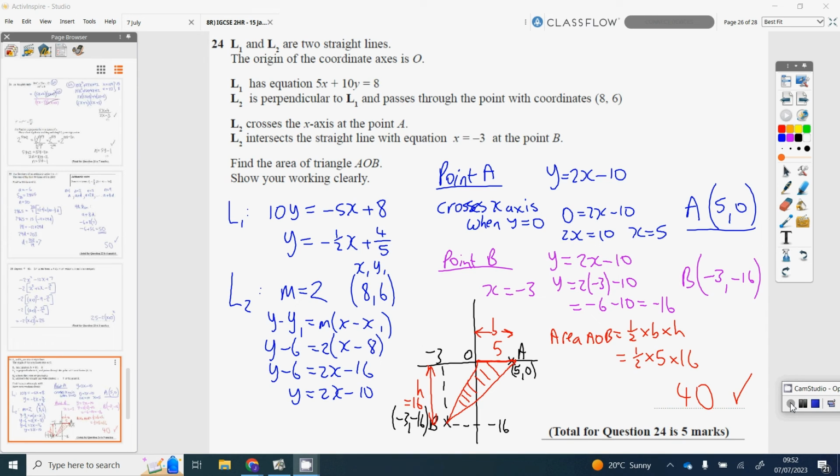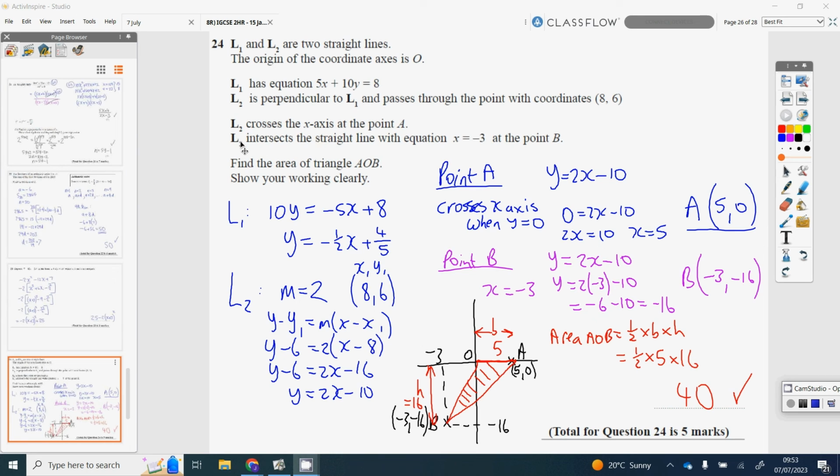Now I'm going to find the coordinates of point A and point B, both of which are to do with line 2. So I'm told that line 2 crosses the x-axis at the point A. Now it crosses the x-axis when the y-coordinate is 0. So substitute y equals 0 into the equation of line 2. So 0 equals 2x minus 10, so x equals 5. So my coordinate for A is (5, 0).